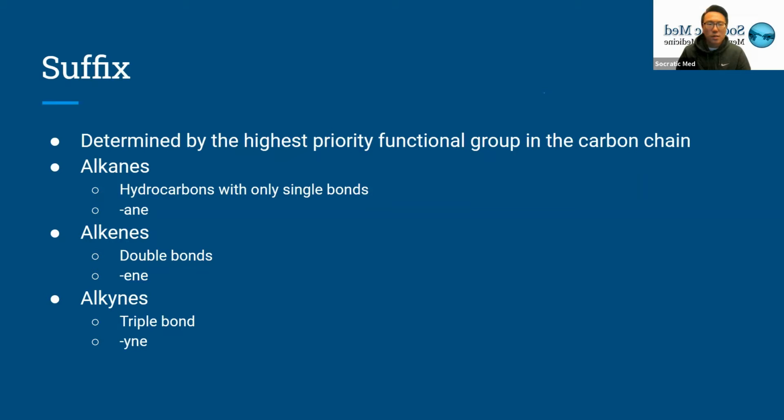For suffixes, it's determined by the highest priority functional group in the carbon chain. So after you identify the carbon chain, if it's just an alkane, just hydrocarbons with only single bonds, then you just add an "-ane" at the end as a suffix. For alkenes, anything with a double bond in the chain, you add "-ene" at the end. And then for alkynes, the chain has a triple bond. You add "-yne" at the end.